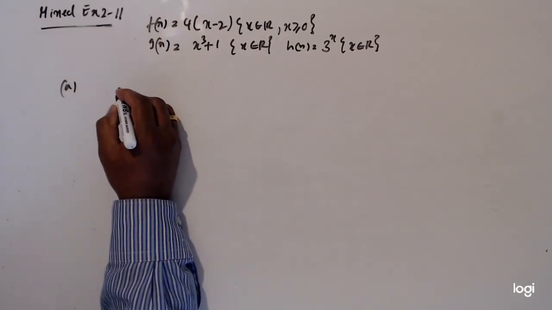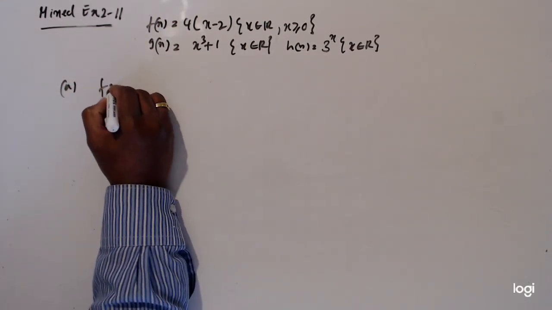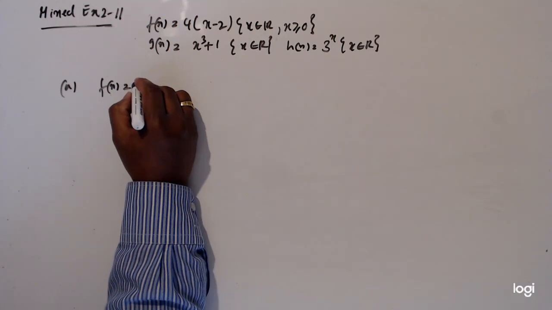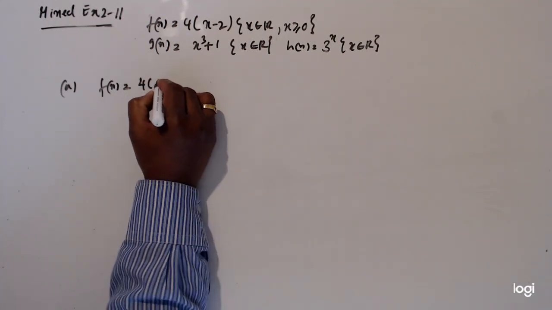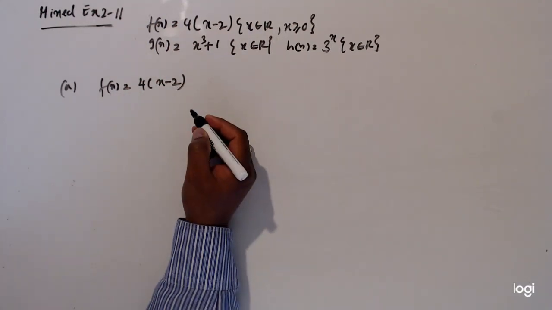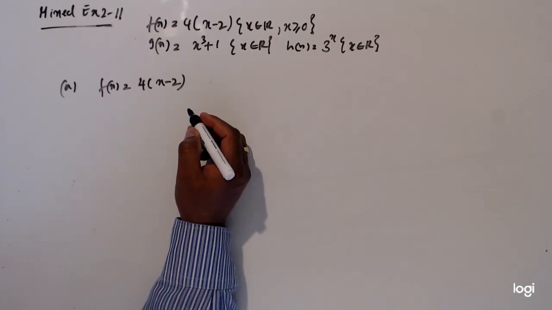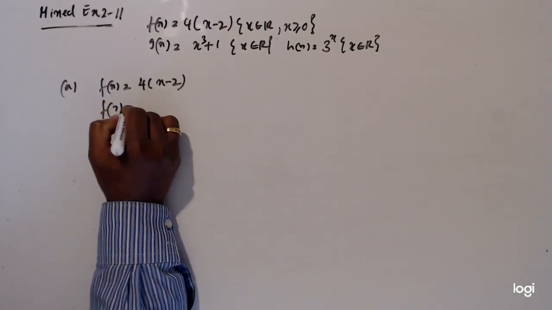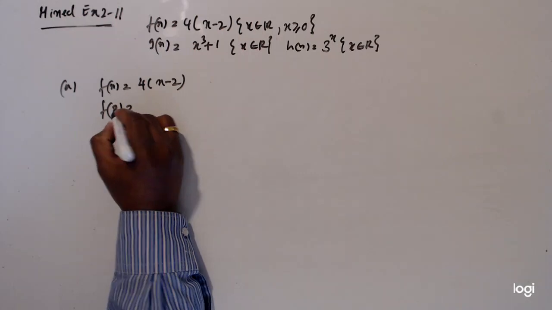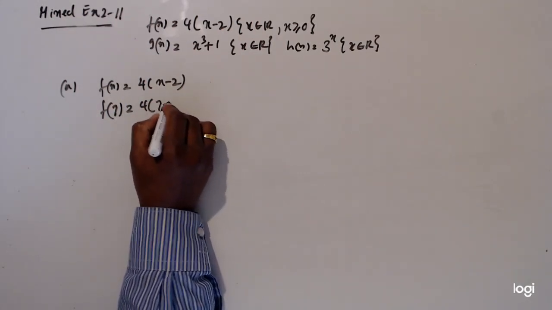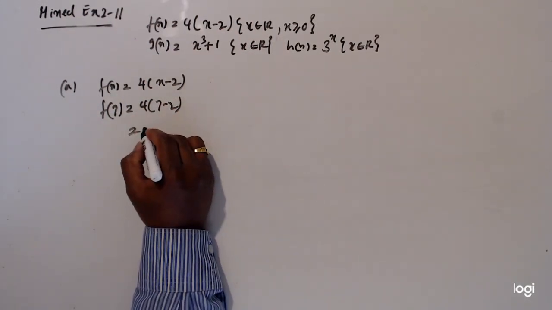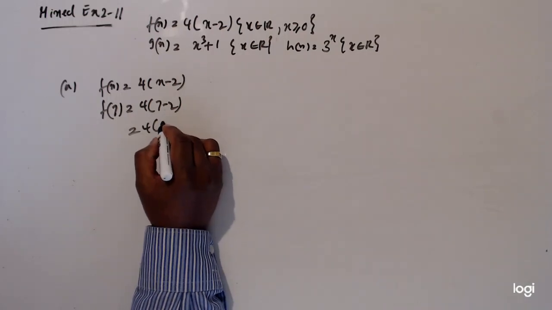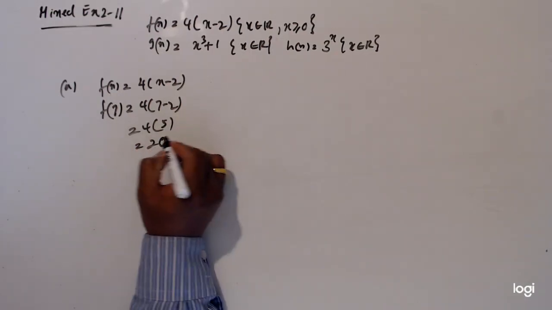Question number A, f(x) equal 4 times x minus 2. So we want to find f(7). 4 times 7 minus 2, that is 4 times 5, that is 20.